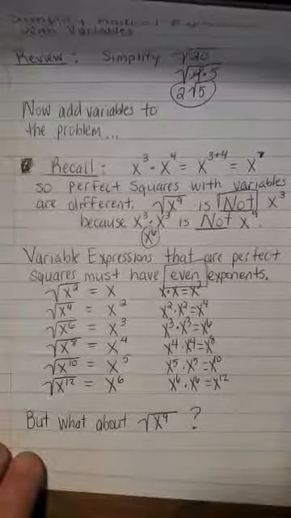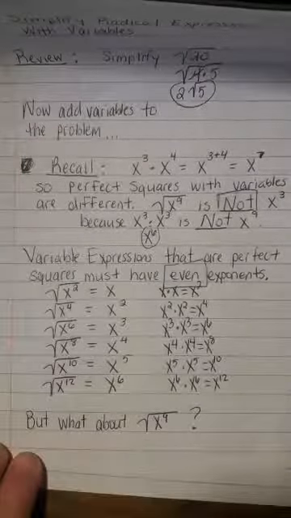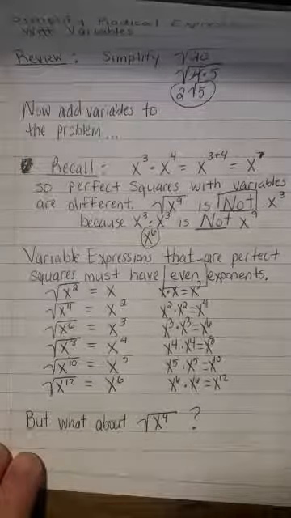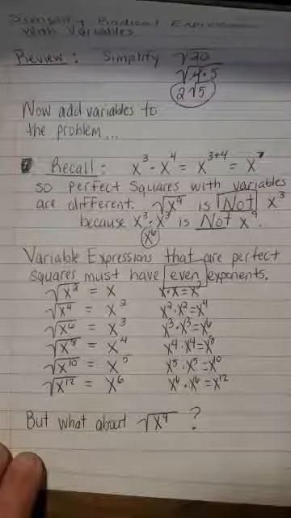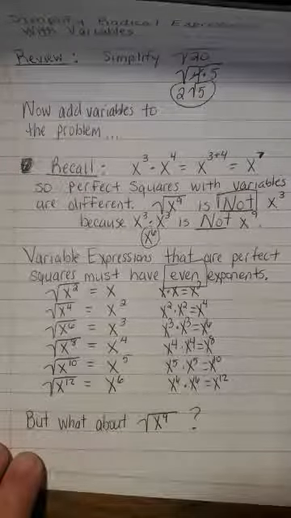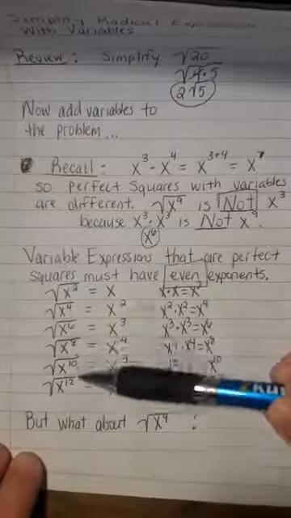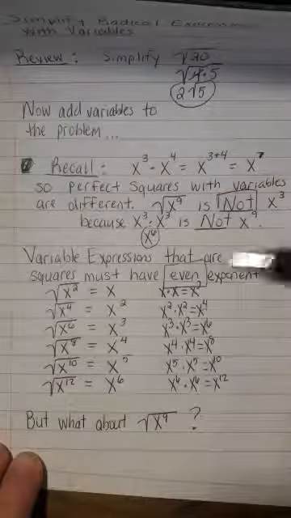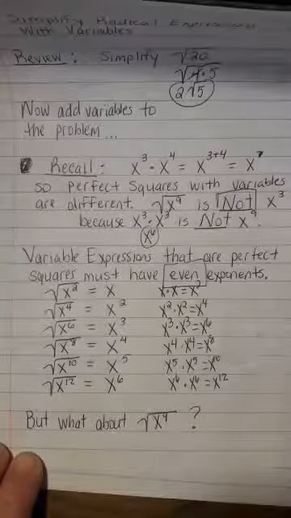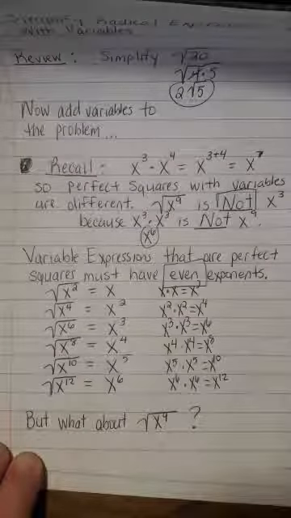Alright, so just to review what I've gone over so far, we are finding the square root of expressions that have variables. And when you have variables, you have to look at the exponents. And exponents work differently than regular numbers do. And I just went over why. It's because you add your exponents whenever you multiply.